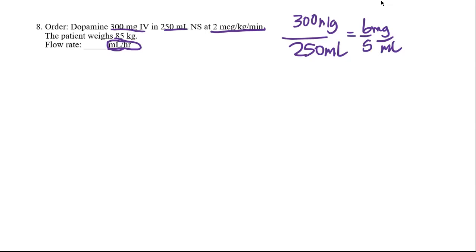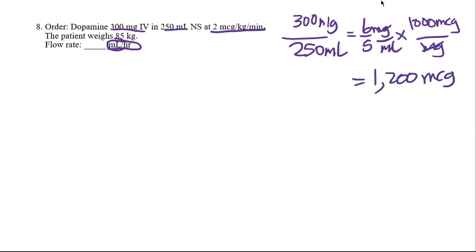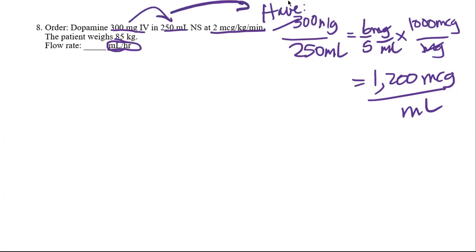So we go times 1,000 micrograms over 1 milligram. We cross out the milligrams. So that's 6,000 divided by 5, which is going to give you 1,200. Let me do this better. 1,200 micrograms per ml. Okay, that's what you have. What you have is up here, and that's what this is. That's what you have there.